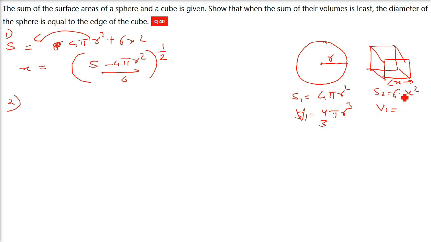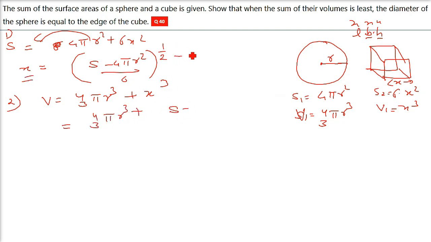So volume is 4 by 3 pi r cube for the sphere. What is the volume of the cube? It's just x cube. Why? Because length into breadth into height, that's what we do, x cube. The volume will be, you can just add these two, 4 by 3 pi r cube plus x cube. And this x was already computed by us. This whole expression I am replacing here, (s minus 4 pi r square) divided by 6, to the power, because half was already there and this is cube, 3 by 2 will come.